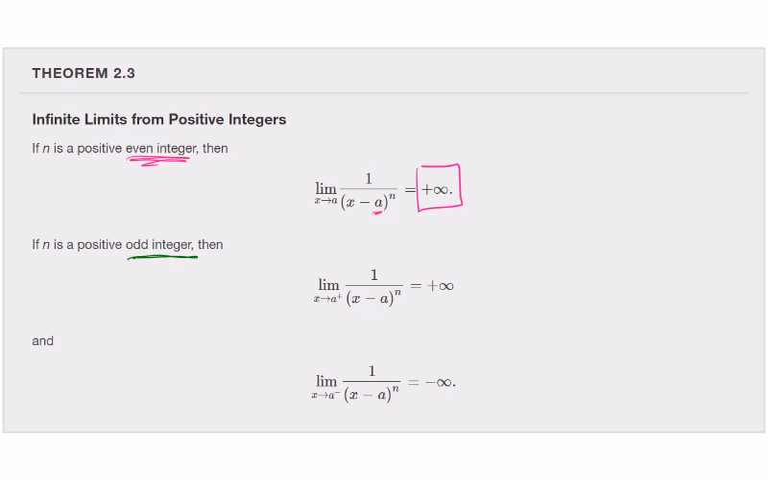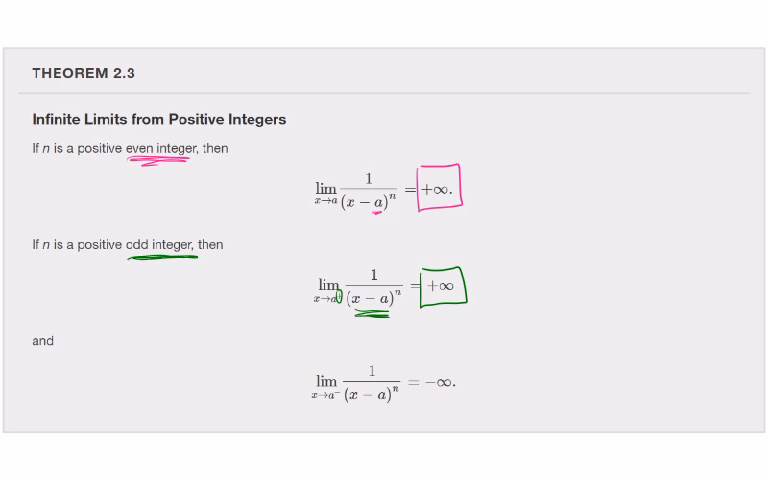Now if n is an odd integer, okay, so if this is odd, then it depends on which side you approach from, right? Because if you approach from the positive side, then this will be a positive value, right? Like if x is just a little bit bigger than a, but gets closer and closer to a, it's going to end up being some really small numbers, but positive numbers, right? And so if you do 1 divided by those really small positive numbers, and they keep getting smaller and smaller towards 0, then you're going to approach positive infinity, okay?